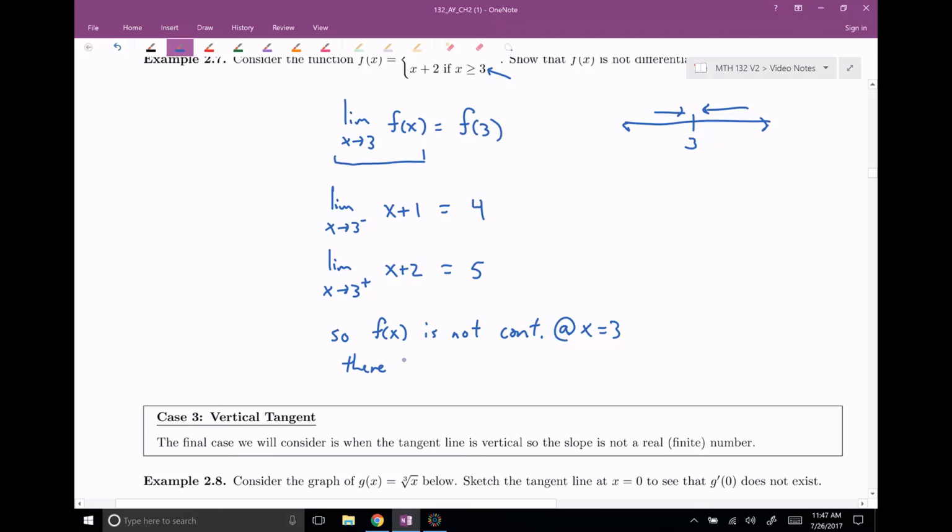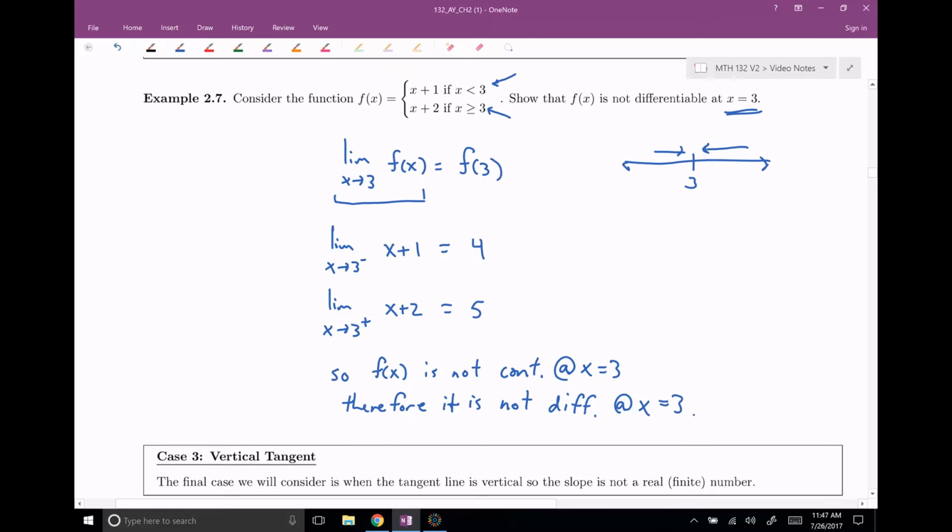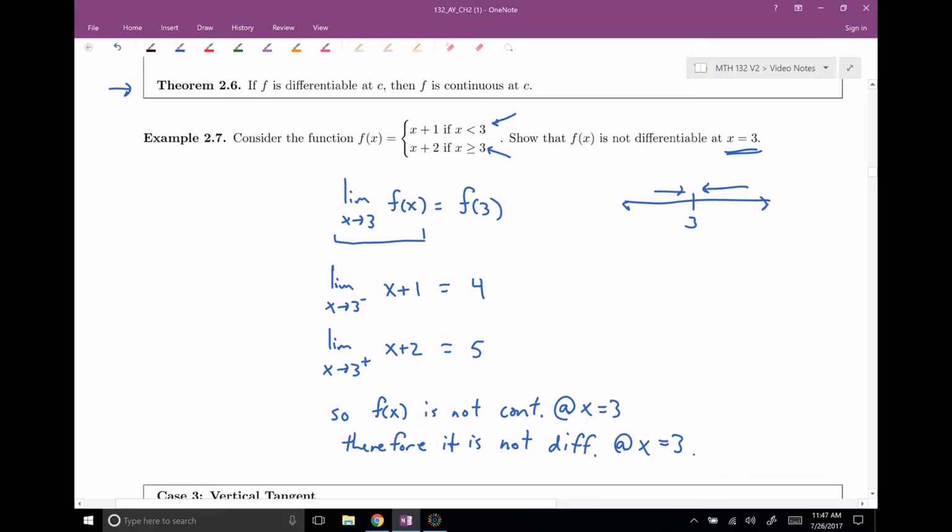Therefore it is not differentiable, which I'll denote DIFF, at x equals 3. Remember, whenever a function is not continuous, it is not differentiable.